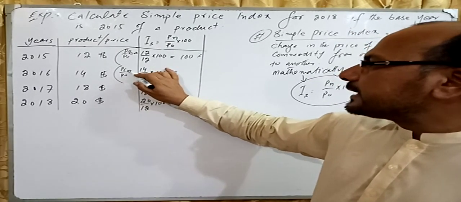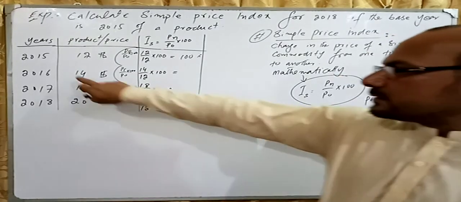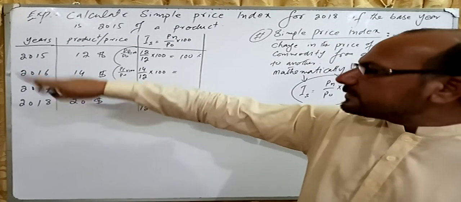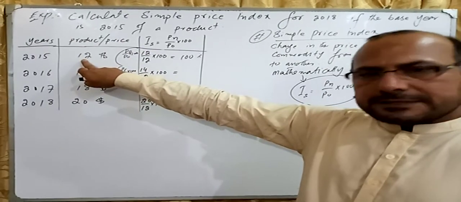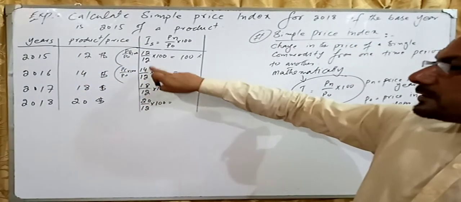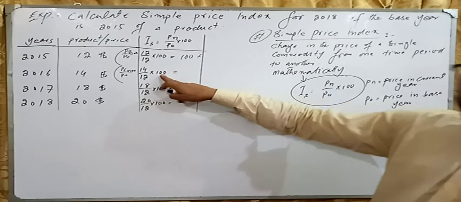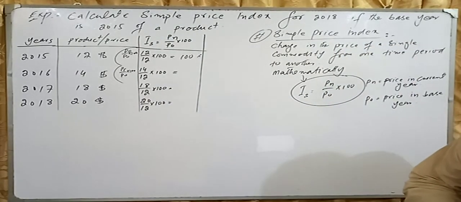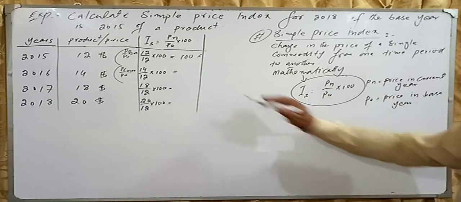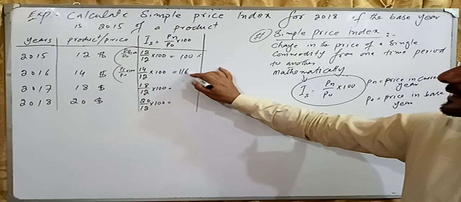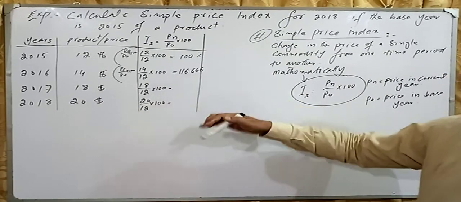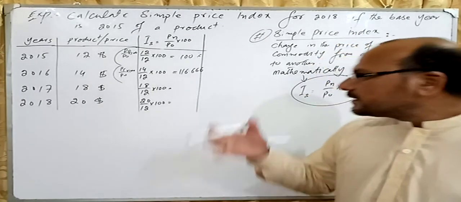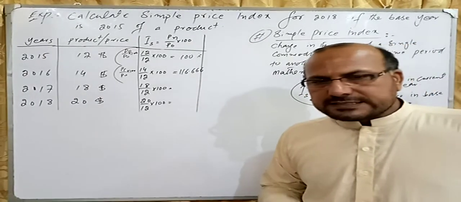After that, when you are moving towards the next year, it becomes P1 over P naught multiplied by 100. So P1, the first current year, having price 14, divided by P naught having price 12. So 14 divided by 12 multiplied by 100 gives you the value 116.666. Take up to 3 decimal places whenever you are facing decimals.